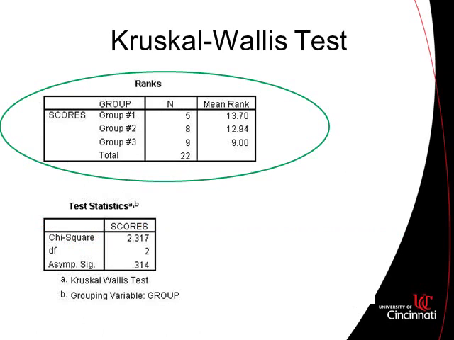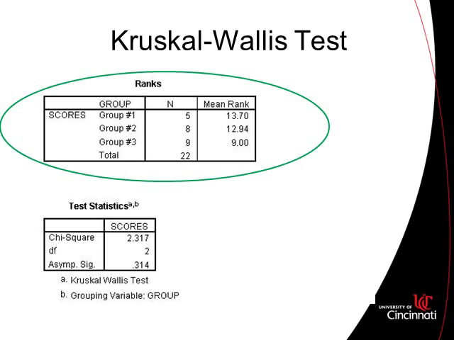And this is what the output of a Kruskal-Wallis test looks like. It gives you your 3 or however many groups you have. It tells you kind of descriptives about it. So it looks like we had 5 people that were in the first group that received the first distraction technique, 8 people that received the second, and 9 people that received the third. So we had 22 people total. It looks like group 3 had the lowest anxiety ratings and group 1 had the highest, but we don't know if any of these are statistically significant.